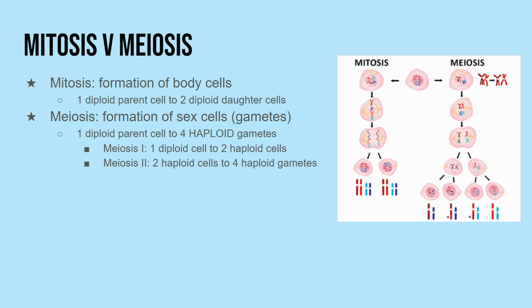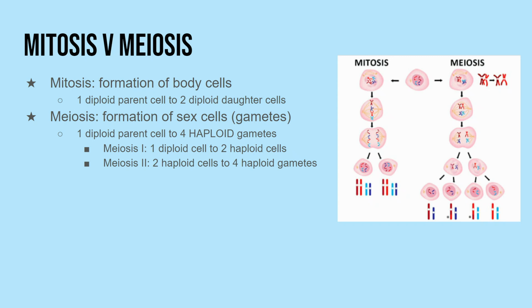So there are 2 divisions in meiosis that we're going to talk about. Meiosis 1 is when you go from one diploid cell to 2 haploid cells. So it's important to make the distinction that that's when we're going from diploid to haploid, is meiosis 1. Then in meiosis 2, we're just dividing each of the haploid cells into 2 more haploid gametes. So that's how you end with 4 haploid cells.